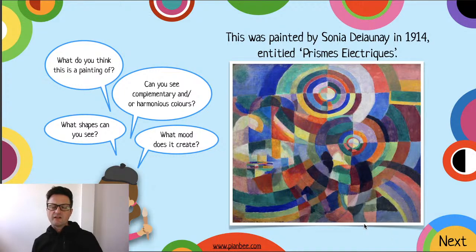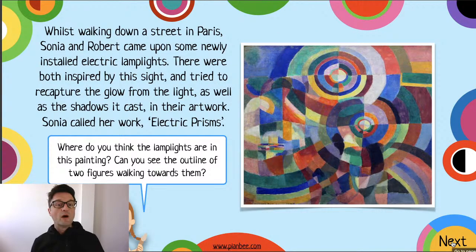One of the things that I notice about this, and perhaps you've noticed this as well, is we're seeing these circles again. So circles and lines. Do you see the lines intersecting these circles, and these curved lines as well as straight lines? They seem to be strong features of Sonia Delaunay's paintings, don't they? Well, this painting was inspired by newly installed electric lamp lights in Paris.